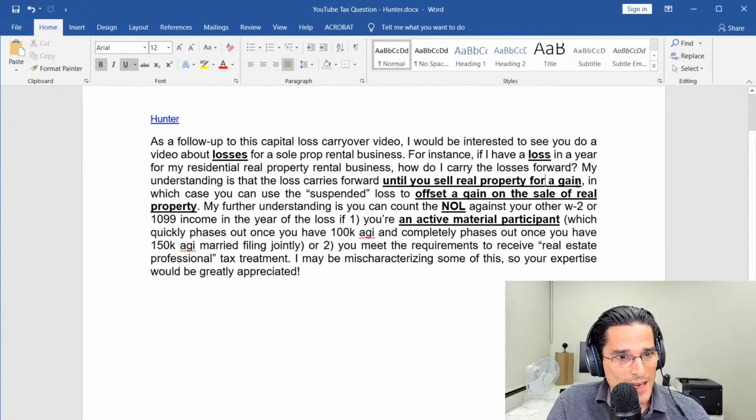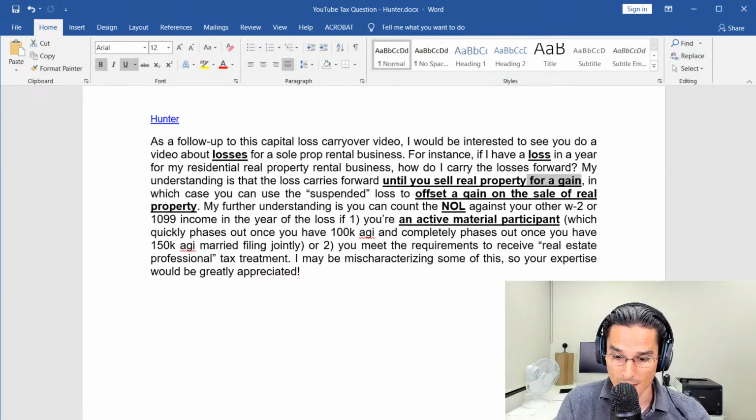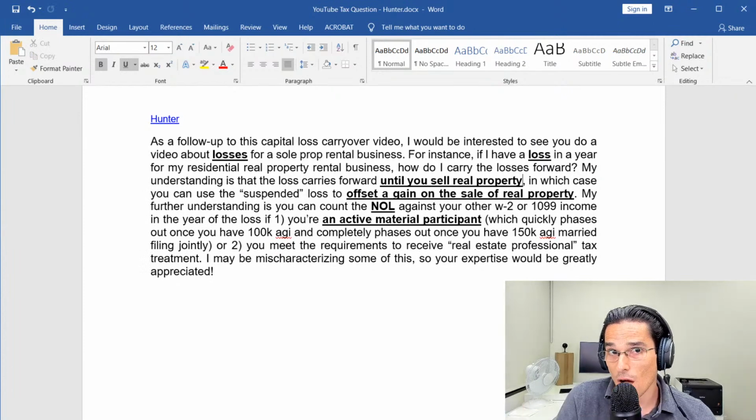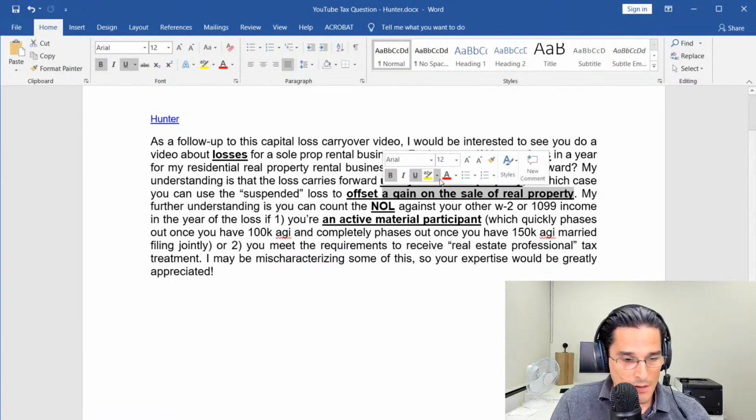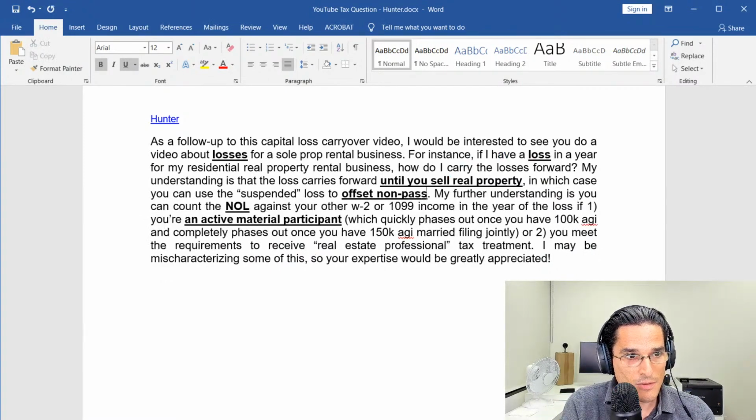All right, so we finished editing right here. So it says, my understanding is that the loss carries forward until you sell real property for a gain, not necessarily for a gain. All right, you can sell the property for a loss, and still the passive losses will be released to offset non-passive income. All right, so it's not necessarily for a gain. It's having a complete disposition of a passive activity. That's what matters. All right, in which case you can use the suspended loss to offset a gain on the sale of a rental property. To offset, I will edit this to non-passive income.